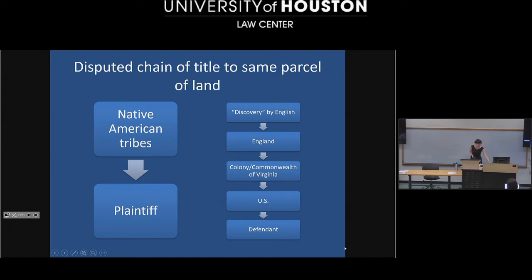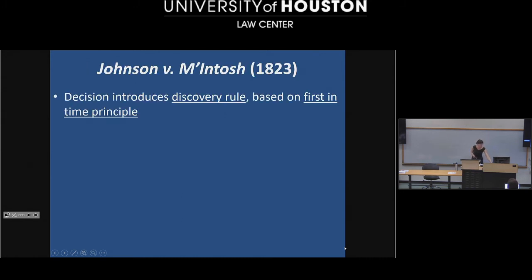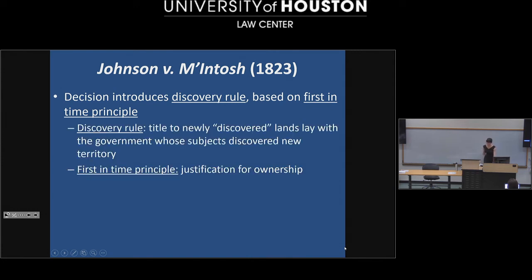So again, we've already talked about a couple of these. We talked about the discovery rule, which is again this customary international law concept. This first-in-time principle that the court mentions, we talked about how it is not a customary international law doctrine. It's tied to the discovery rule, but first-in-time is just a legal principle, even just a philosophical principle, that we'll see come up several times throughout the semester as a justification for ownership.